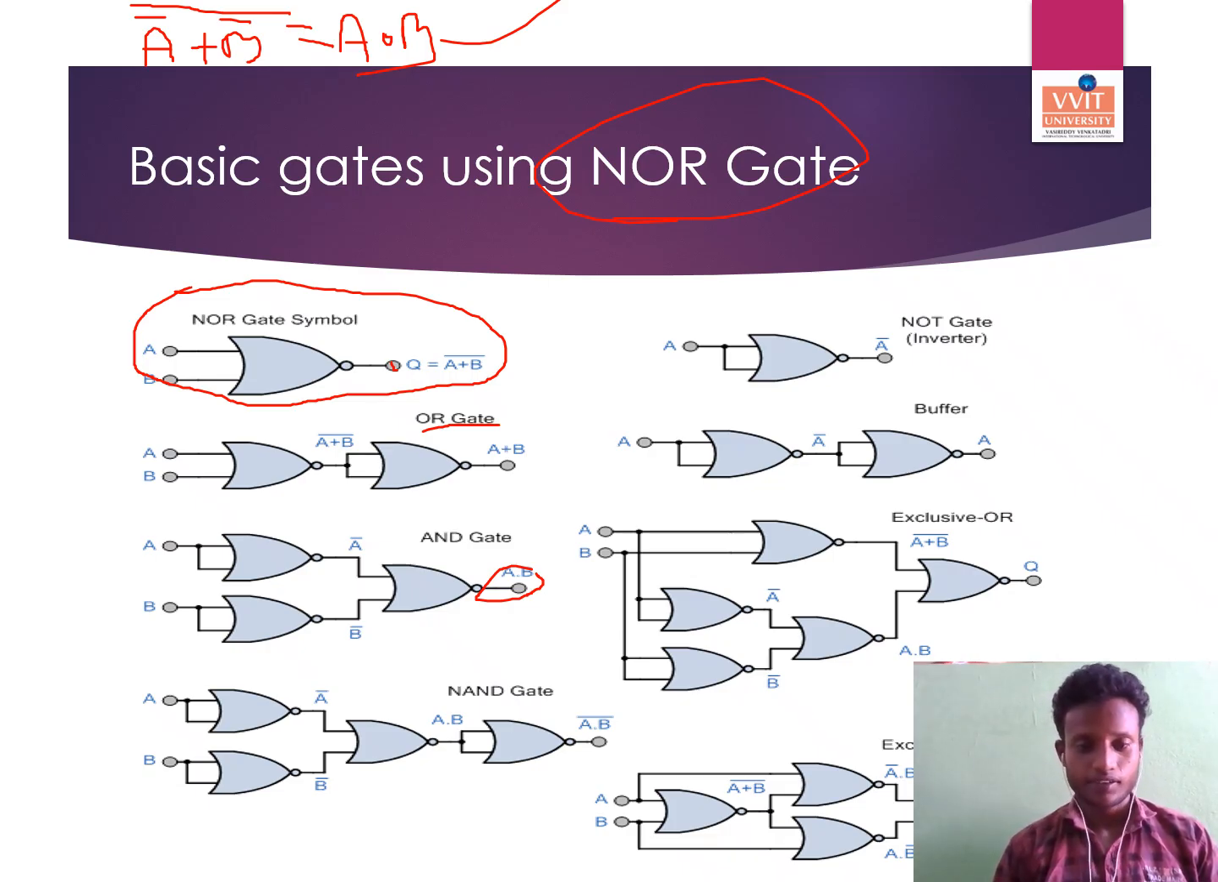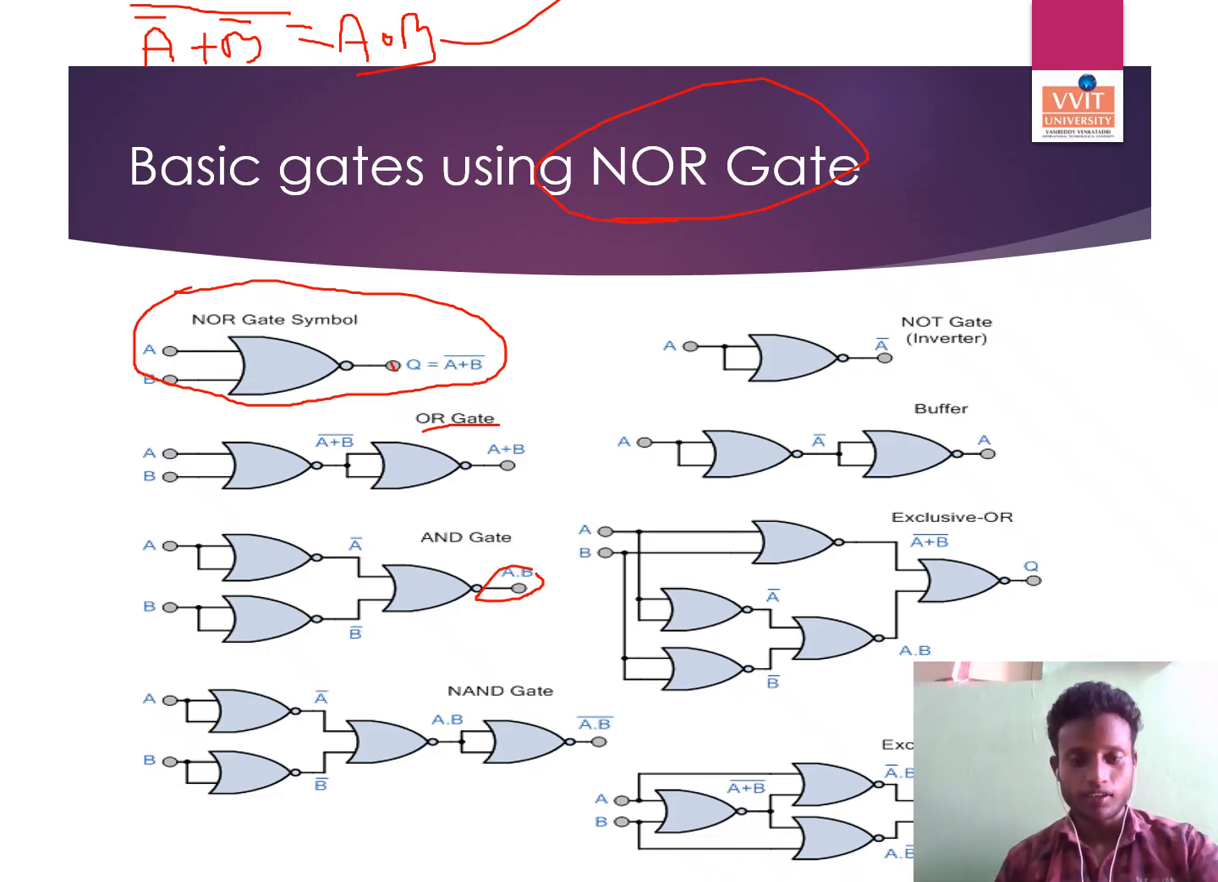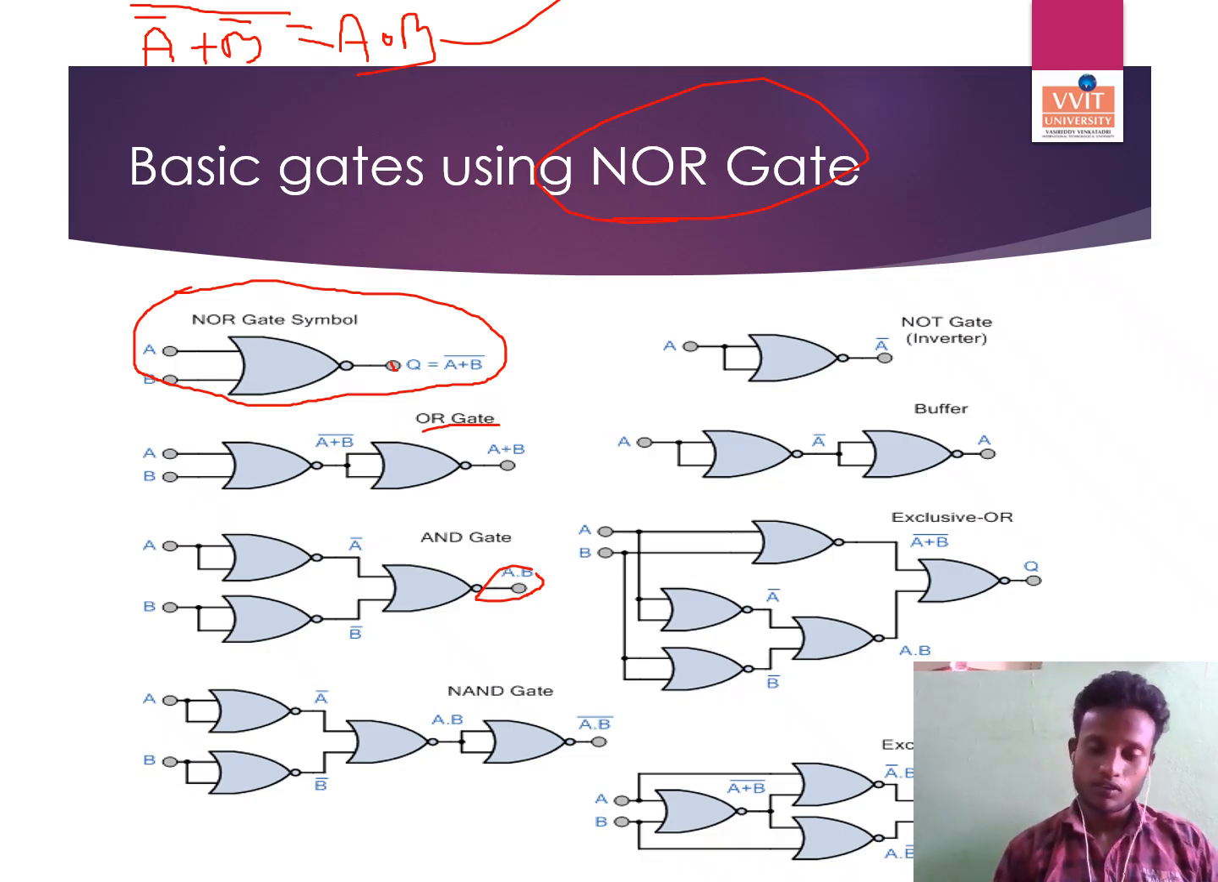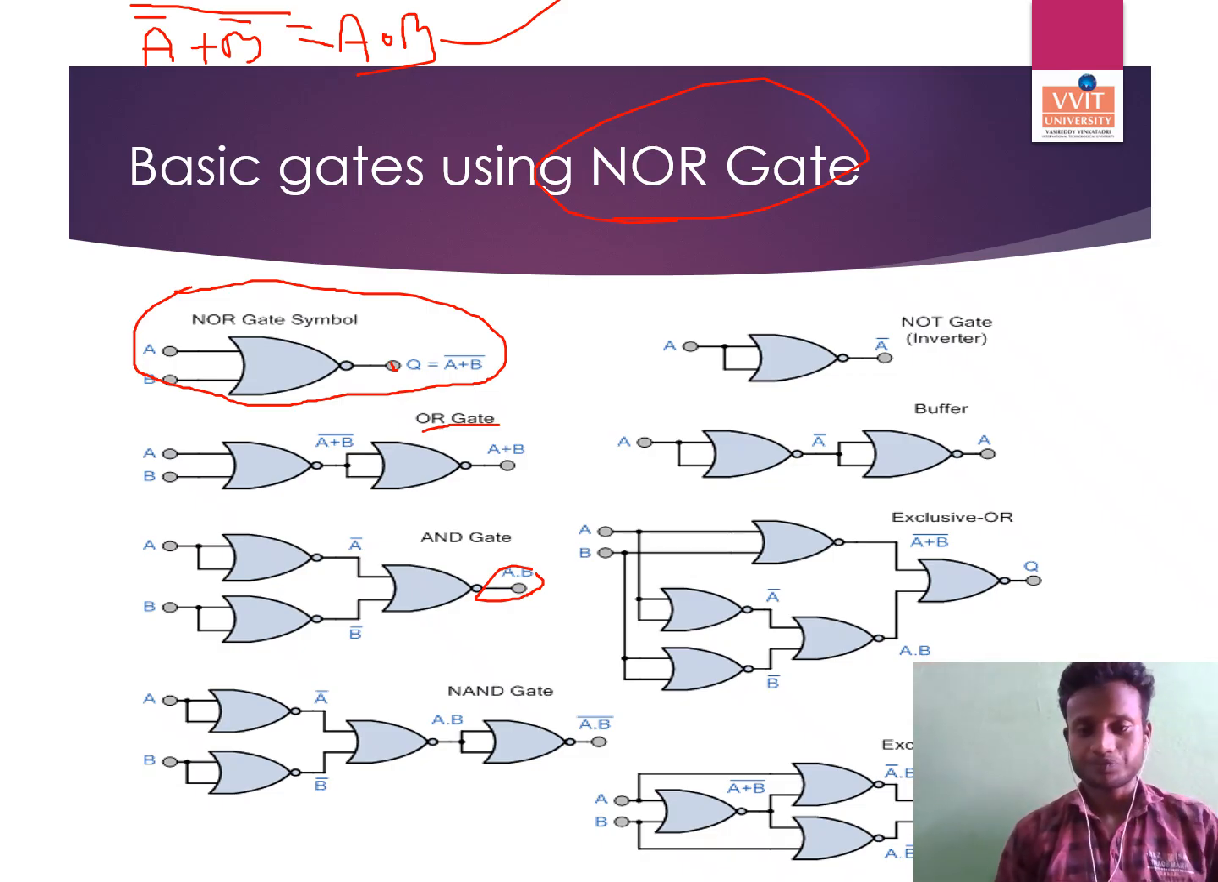Now the NAND gate. What is the output of the NAND gate? The complement of the AND gate. So we use another NOT gate here, and it comes as the NAND gate: A into B complement, A into B whole bar. Buffer. What is the operation of the buffer? It gives the same input at the output, with no change. This is the buffer: NOT gate plus NOT gate equals A.